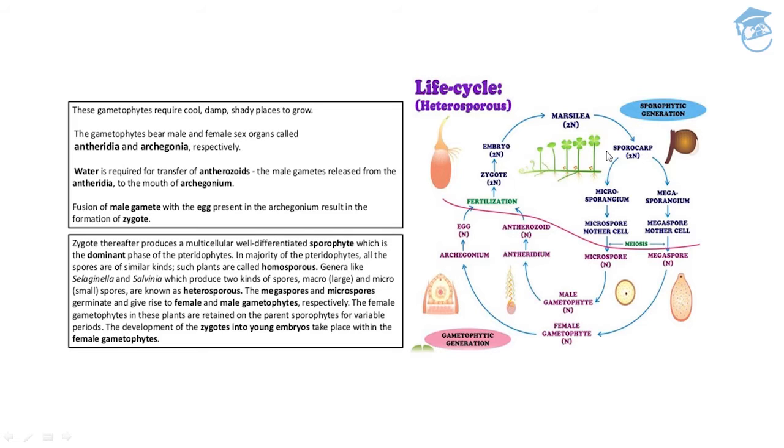Okay, now the sporocarp produces the microsporangium, which gives rise to the microspore mother cell, which gives rise to the microspore, which is haploid, that's why it is n. And it produces the male gametophyte, which produces the antheridium, which contains the antherozoid, which is again haploid. So these two, egg and antherozoid, unite or fertilize each other to produce the zygote and embryo, and finally a diploid sporophyte plant is formed. Okay, so this was all about it.